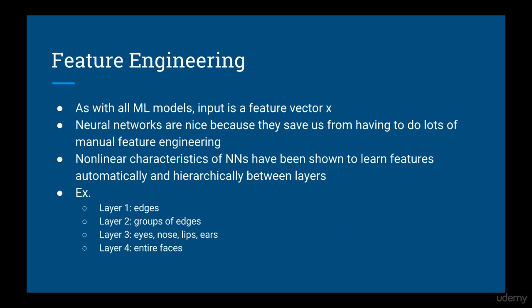As with all machine learning models, the input to a neural network is a feature vector X. We like neural networks because they save us from having to do a lot of feature engineering manually. The nonlinear characteristics of neural networks have been shown to learn features automatically and hierarchically between layers. For example, if the input is an image, the first layer might learn some edges at various angles, the next layer might learn groups of edges, the next layer might learn facial features like eyes, noses, lips, and ears, and the final layer will be able to recognize faces.